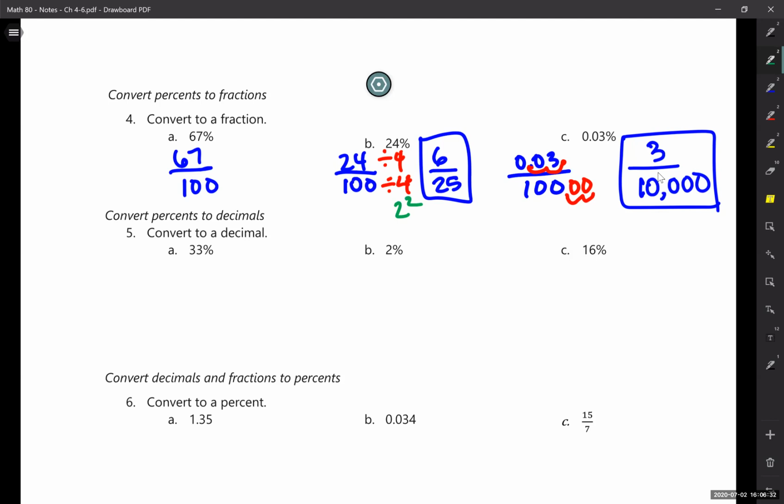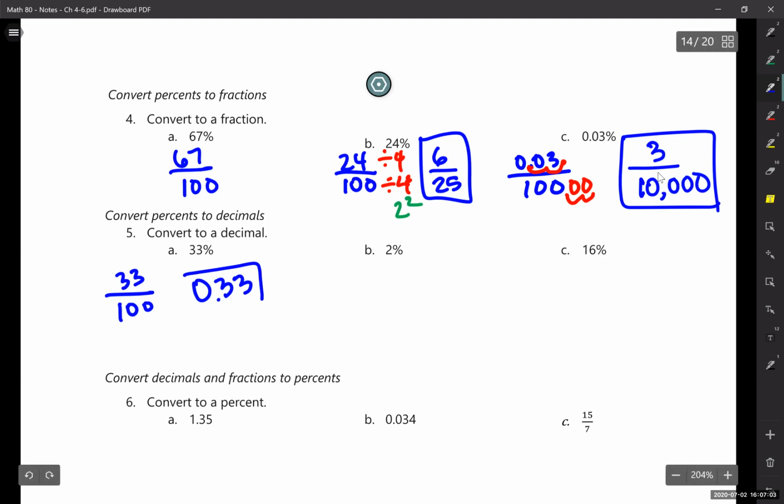Okay, so now we're going to convert to a decimal. And I'm going to write out the first one just like we did on number 4. So it's familiar, but then I'll show you a shortcut. So 33%, we know that is 33/100. That's what it is as a fraction. Now, if I read that fraction, I say 33/100. So I can write that decimal 33/100 with the 0.33. That's 33/100, and that's the answer.